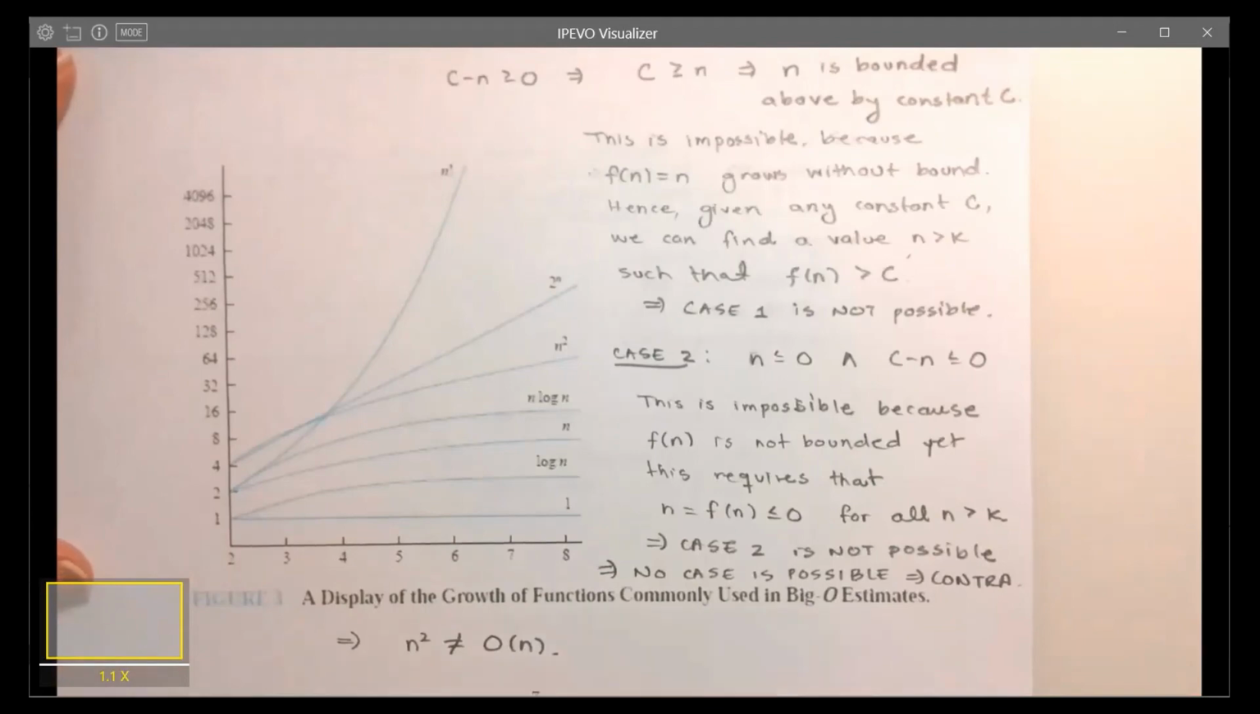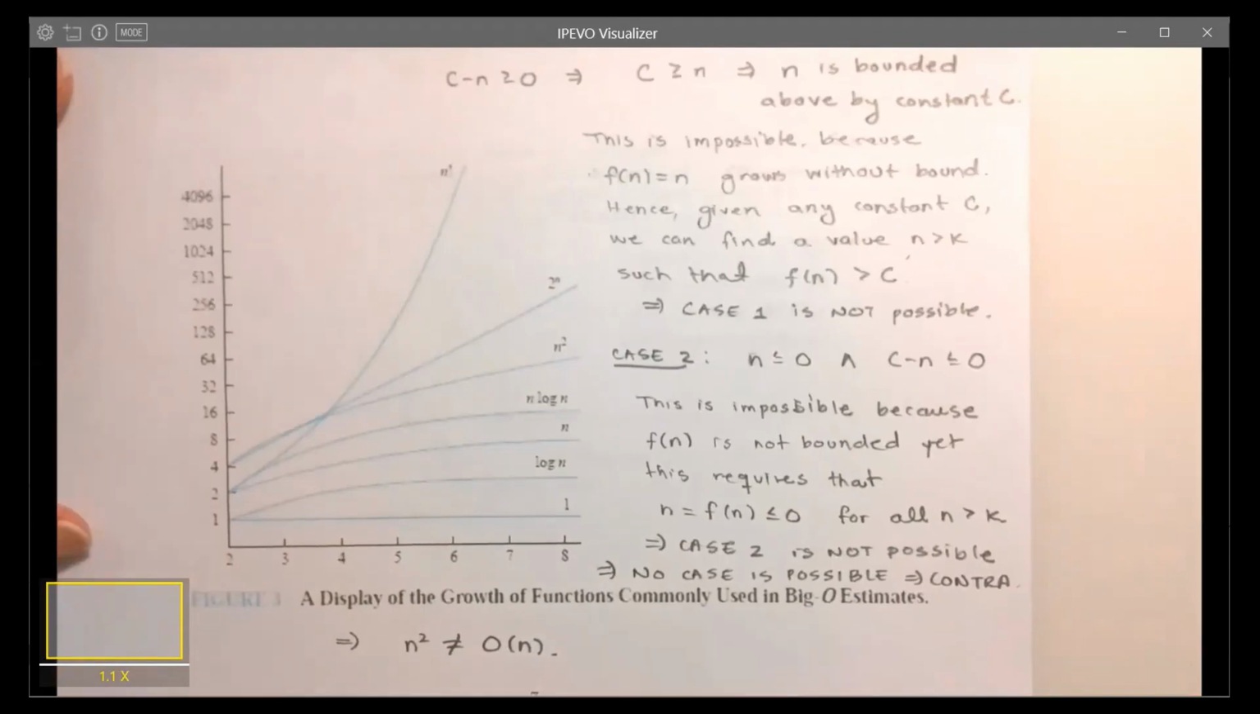Usually when you're trying to prove that something is not big O of another function, you want to do it by contradiction. You want to start by assuming that they are, and then realizing that that leads to impossible cases.